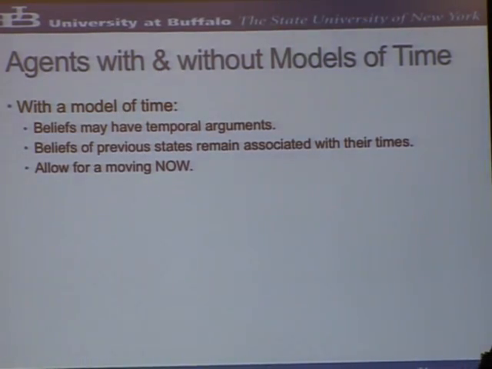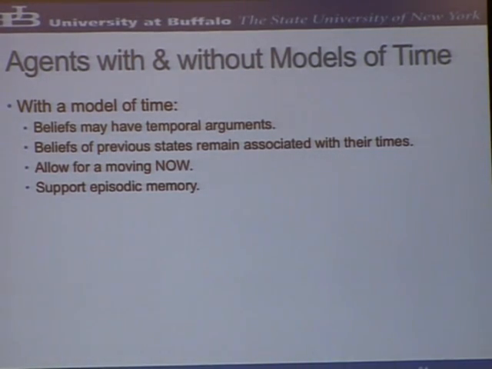So as I just said, we have to allow for a moving now. And this supports episodic memory, right? Because events, beliefs, actions that occurred get associated with their times. They stay associated with their times. There's a moving now point, and the time that's the current value of the now register is related to the times of other things that just happened. And so as time moves, beliefs get hooked up to this growing timeline, and that forms the skeleton of the episodic memory.